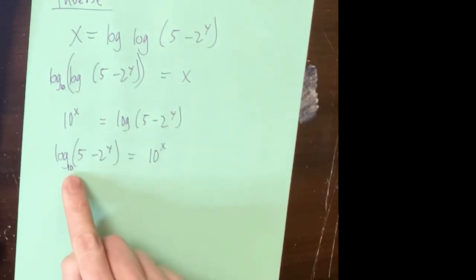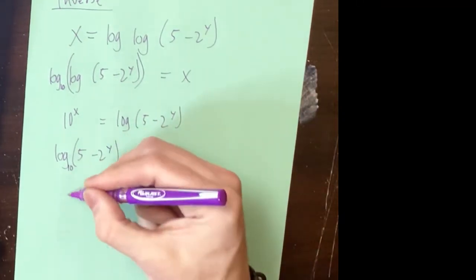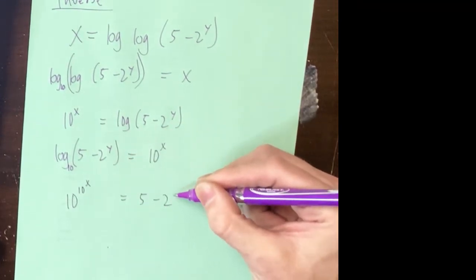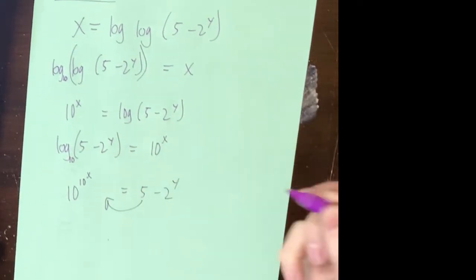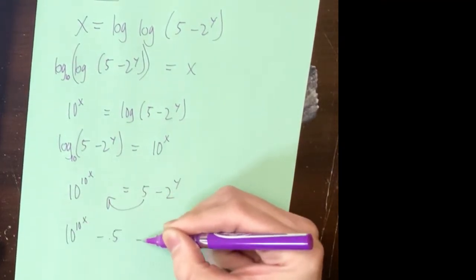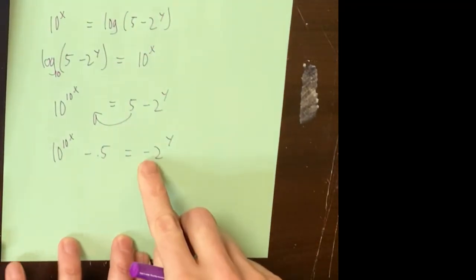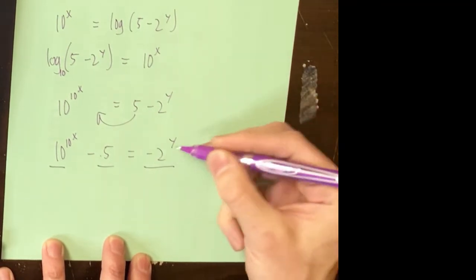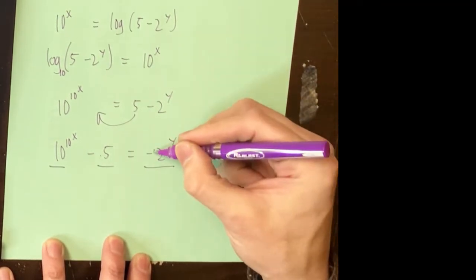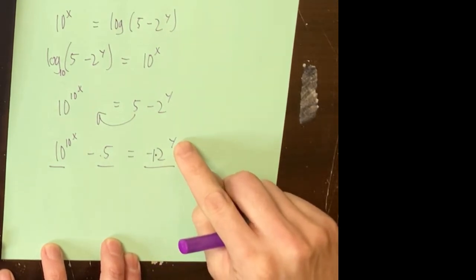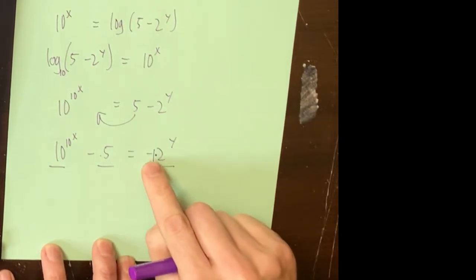Now we can go 10 to this power equals that. So 10 to the 10 to the x equals 5 minus 2 to the y. Move the 5 to the left-hand side. So 10 to the 10 to the x minus 5 equals negative 2 to the y. Here's where you have to be careful. I'm going to divide every term individually, not by -2, but by a -1. You can't get rid of the 2 because this has an exponent attached to it, but I can squeeze in a 1 there, so it's -1.